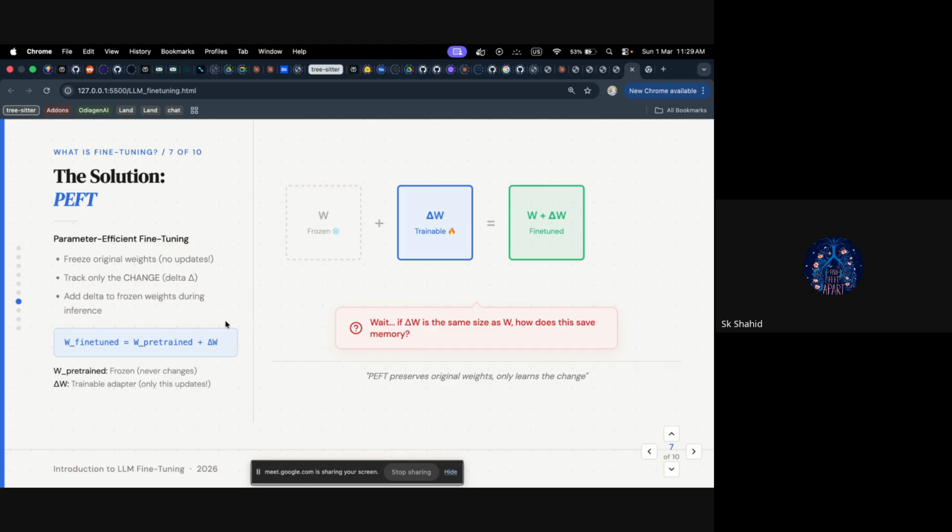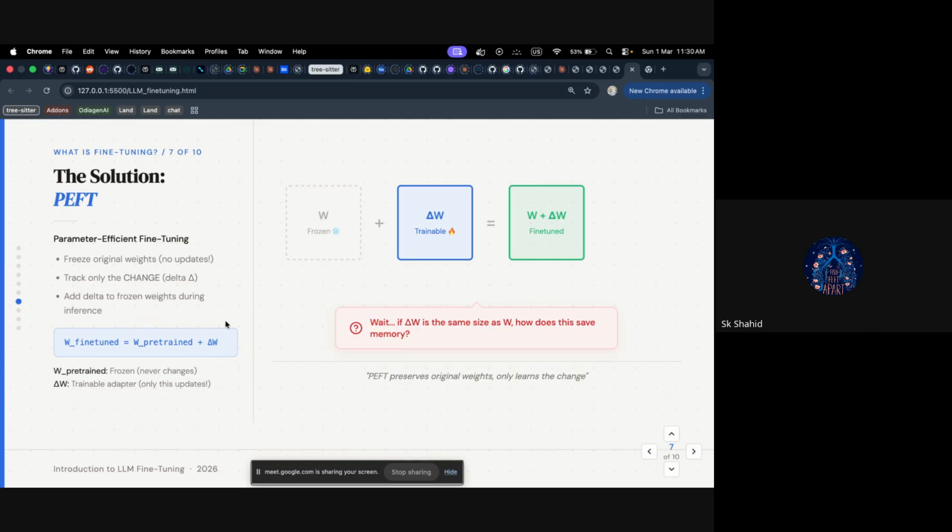The overall idea of this parameter efficient fine tuning is, we have the original model weights. Let's say we have 1 billion parameters in our original model or base model. Now we don't really want to compute the gradient on the complete.